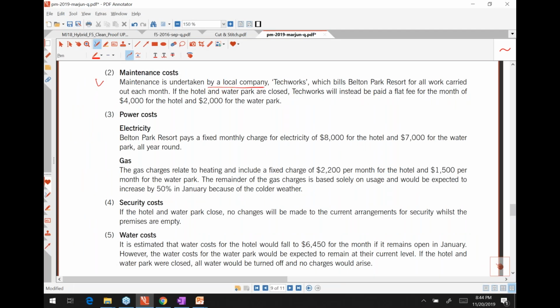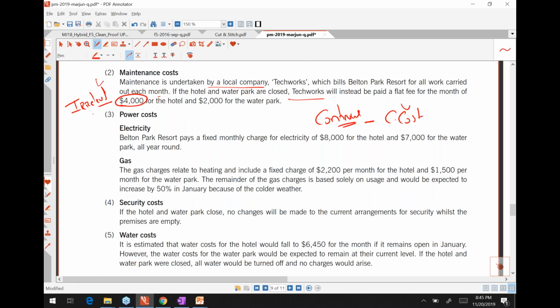Maintenance is undertaken by a local company, Tech Work, which bills Belton Park Resort for all work carried out each month. Okay. If the hotel and the water park are closed, Tech Work will instead be paid a flat fee for the month of 4,000 for the hotel and 2,000 for the water park. Now, it's very simple. This flat fee is a committed cost. This means this will continue to be paid even if you close it. So this flat fee is a committed cost whether you close in the month of January or you open in the month of January. This cost will continue to be paid, and this is irrelevant cost.